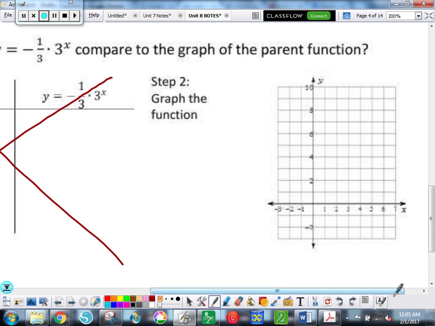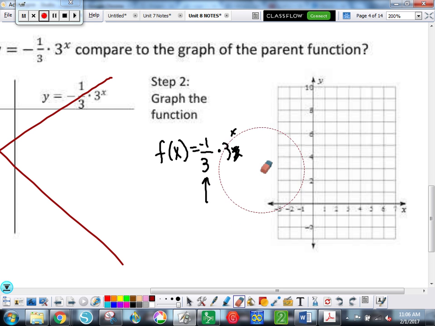What's the function? Okay, so what's my a value? So -1/3, this right here. Oh, 3. Oh, I see what you're saying. Okay, so my starting point is -1/3.